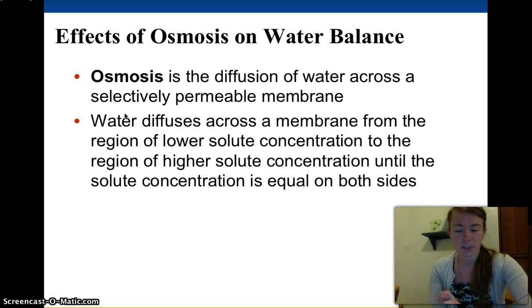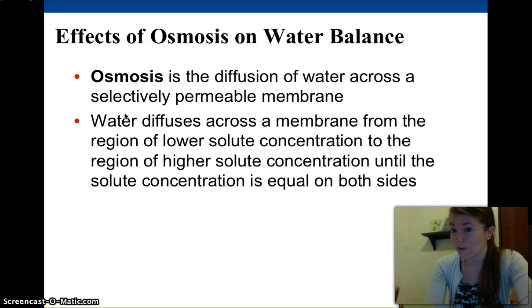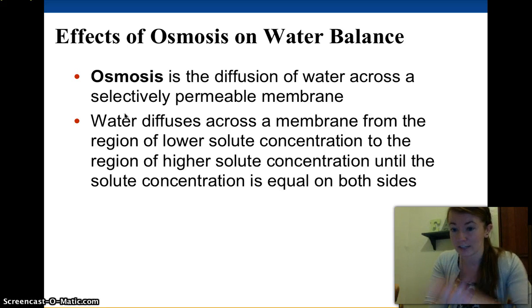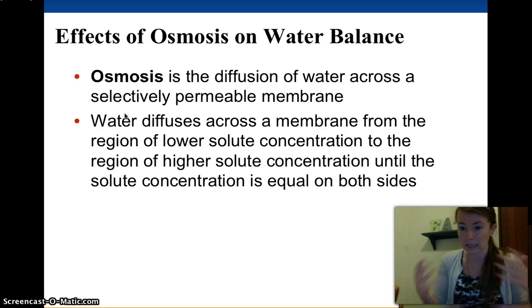This is a little bit tricky to think about because water is never the solute, it's always the solvent, so it's a little bit backwards from what we were just talking about. So water will diffuse across a membrane as well, but it's going to go opposite of the solute. So it wants to help even out the solute concentration. So it's going to move from areas of low solute concentration to areas of high solute concentration to help equal out the concentrations on both sides.